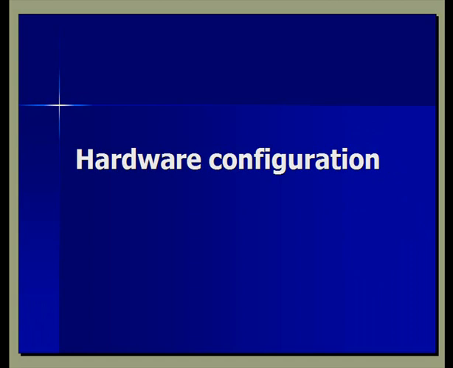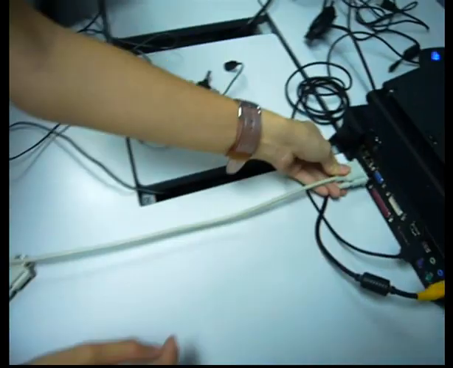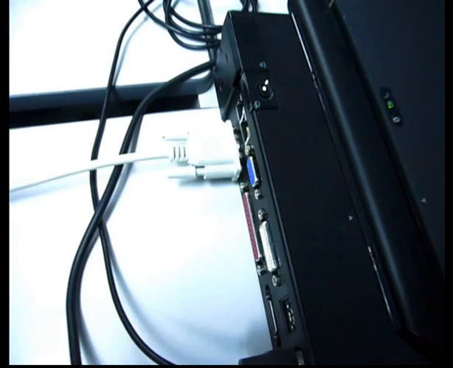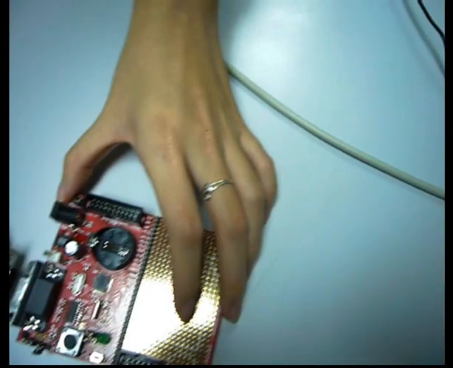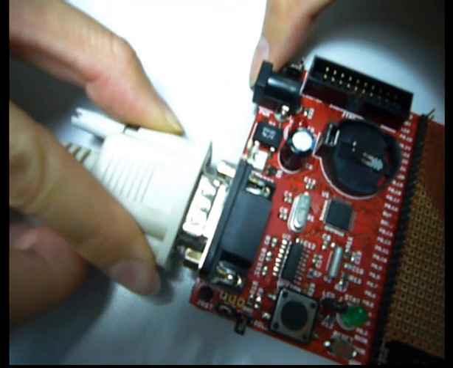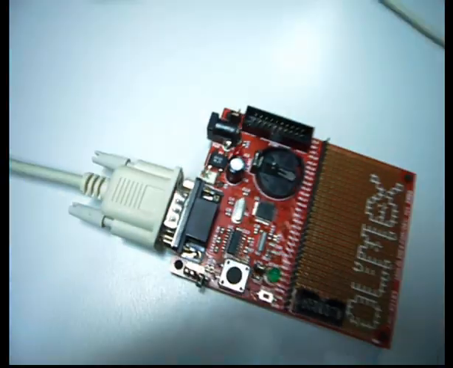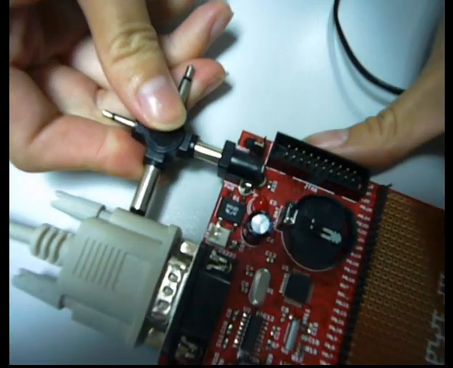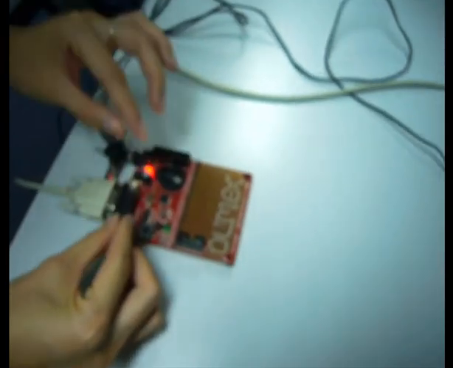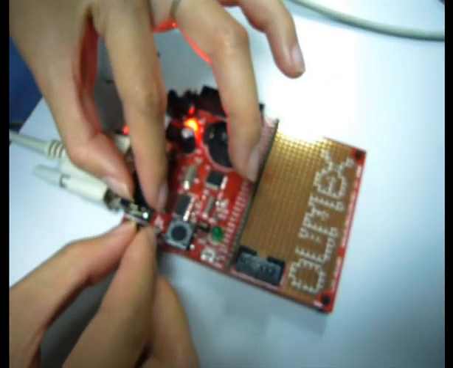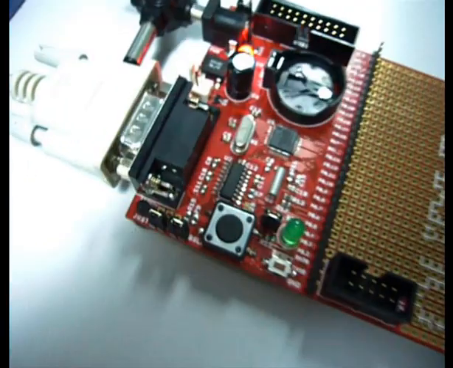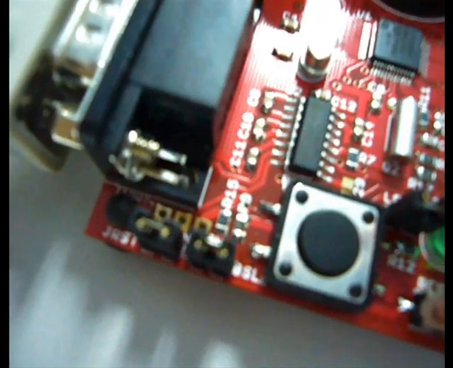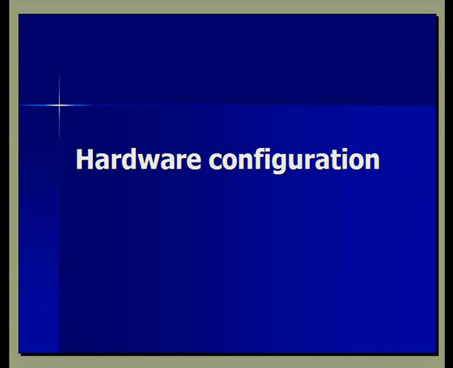Next, we'll move on to the hardware configuration. First, we'll connect the serial cable from the computer to the board. Then we'll plug in the power supply. In order to program the flash, you need to connect a jumper to the BSL pin on the board. After this is done, we are ready to program the flash.